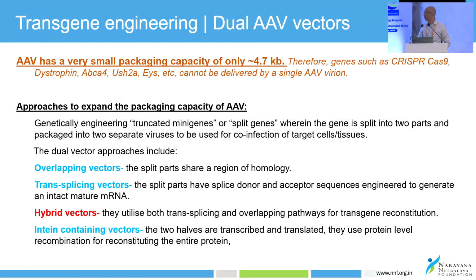The first example is transgene engineering, that is, a dual AAV vector. How do we improve the AAV vector as used for a bigger gene? Many of these genes, as listed here, may not be suitable because of the AAV's low packaging capacity. To address that, the strategy followed around the world, including in our lab, is the truncated or split gene process, where we split a gene into two parts and let it recombine inside the target cell. There are various strategies.